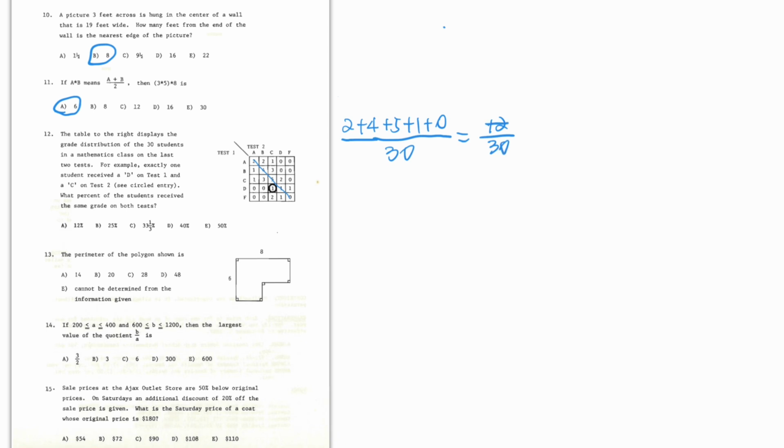Cancel 3, that's 4. Cancel 3, that's 10. That's 40%. So the answer is D.